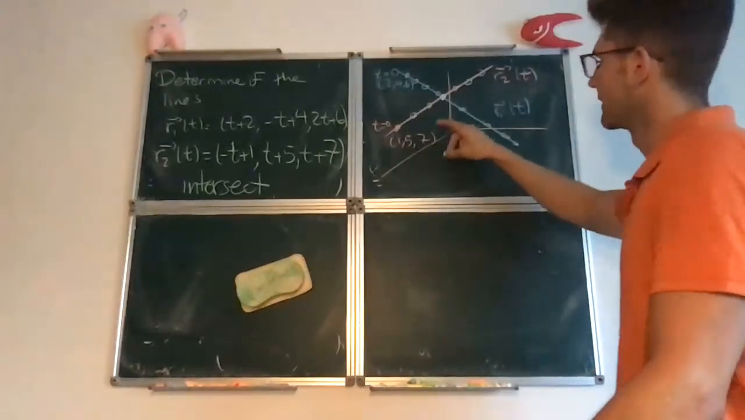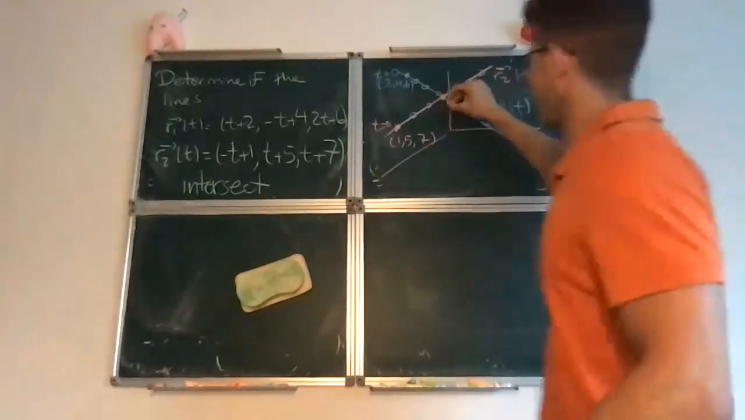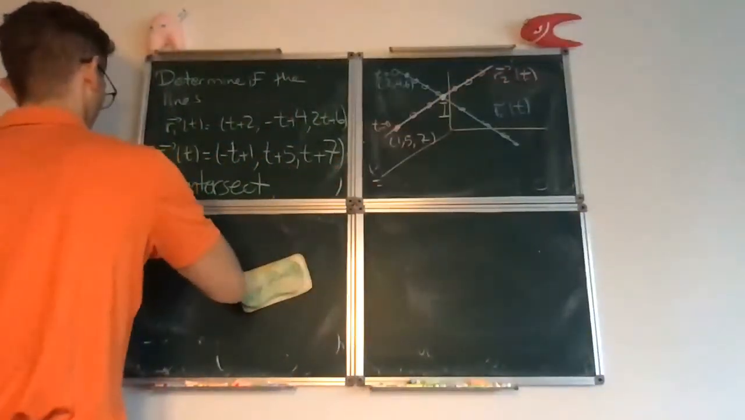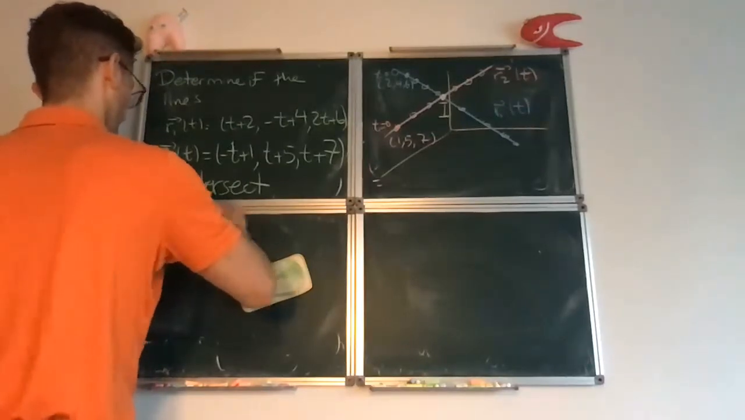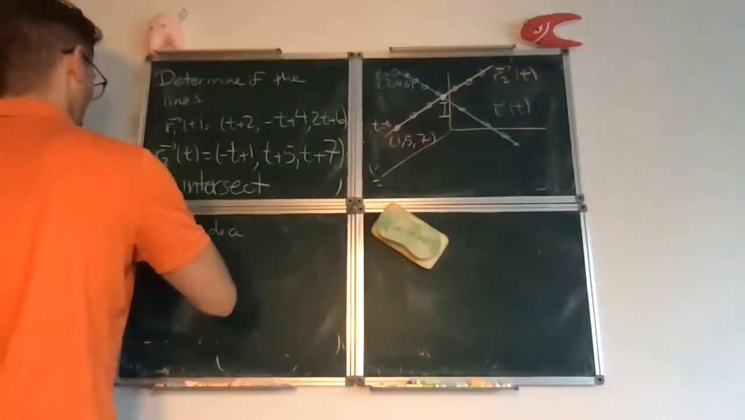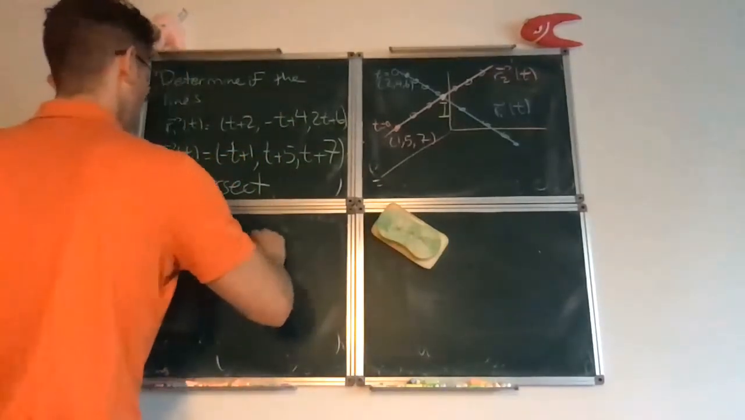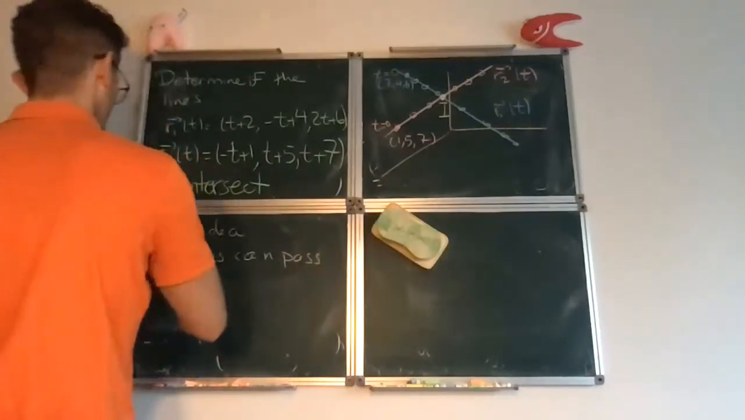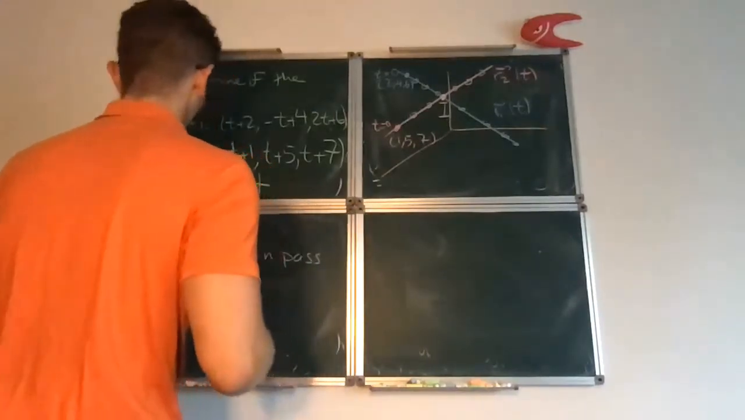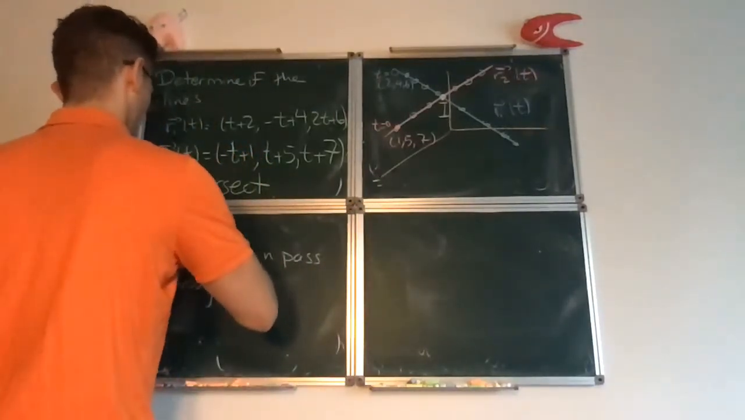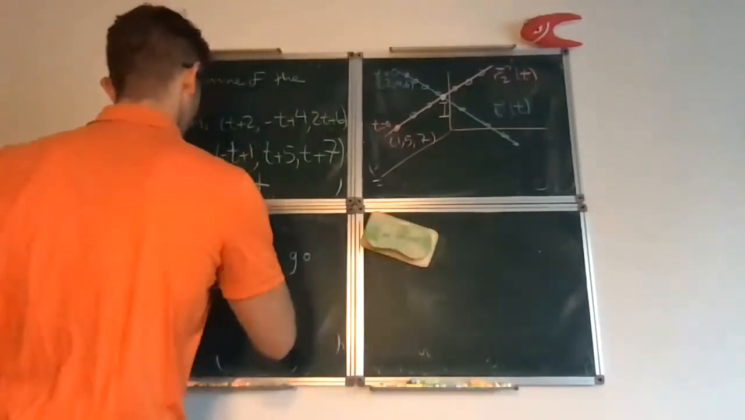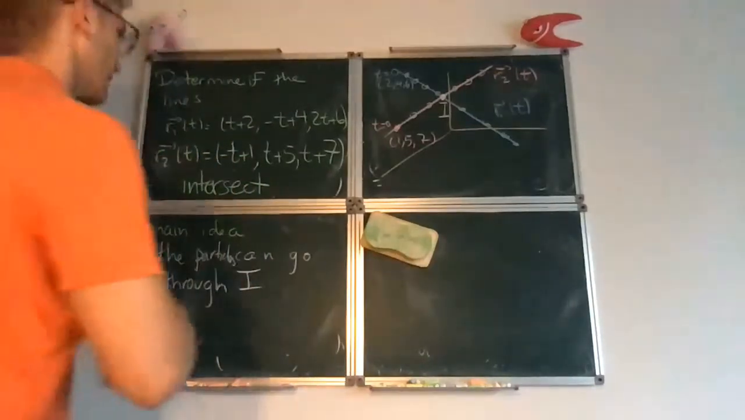And so really, the main idea is that they can meet at this point. Let's call it I for intersection. The lines can pass through I, or the particles, maybe I should say, can go through point I at different times. Okay?